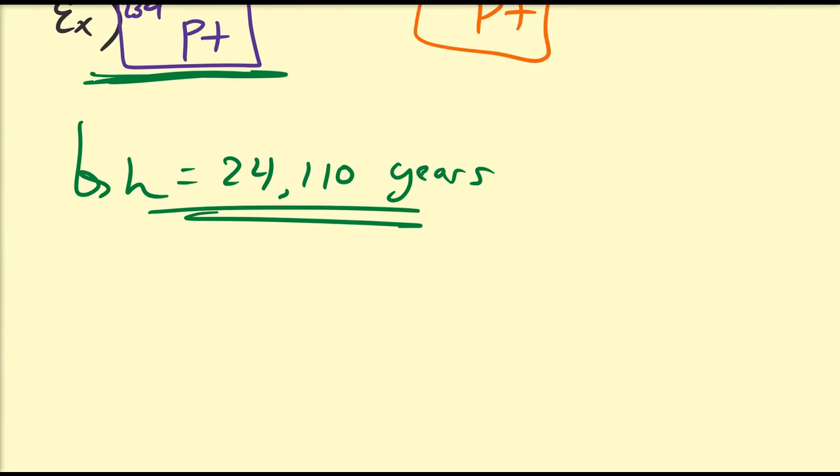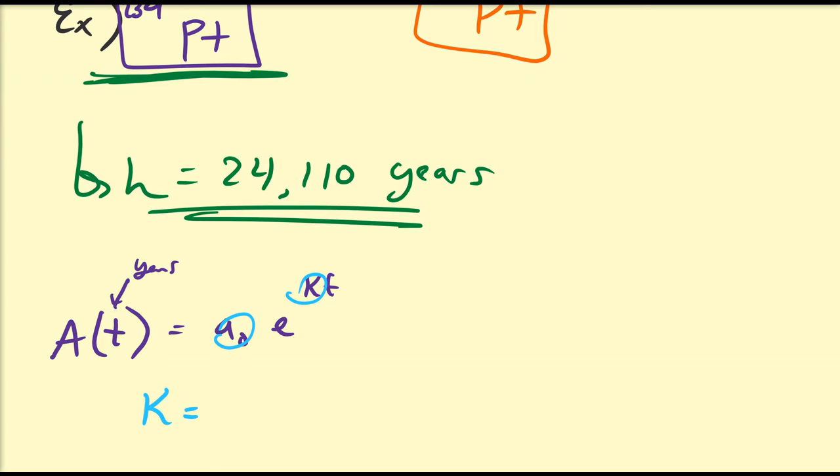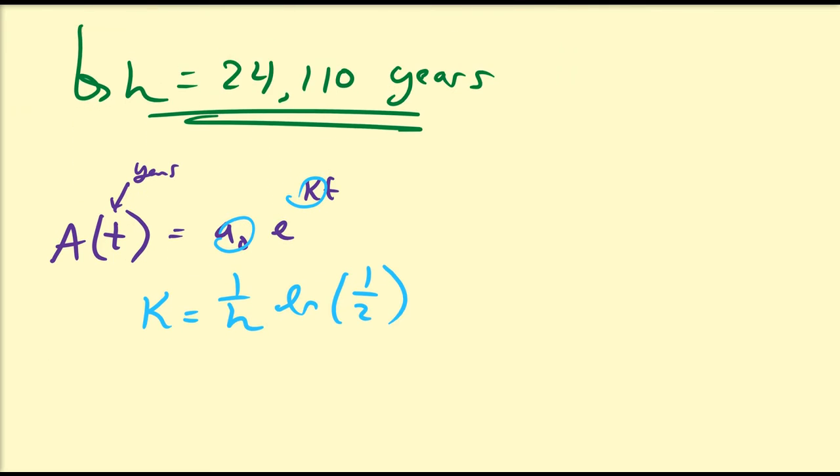So it's a really long time. So let's see if we can generate our model for this. The amount of plutonium-239 after some time t, and we're going to be using years for this, is going to be equal to A0 times e to the kt. So the first thing we need to figure out is the rate parameter. Remember that k must be independent of A0, and indeed it is. So k is always going to be equal to 1 divided by the half-life of this radioactive isotope times the natural log of 1/2.